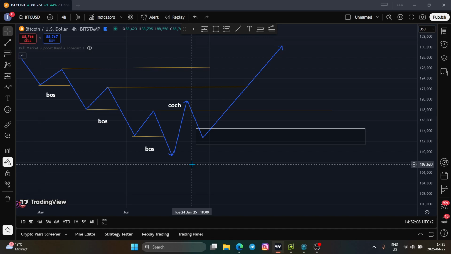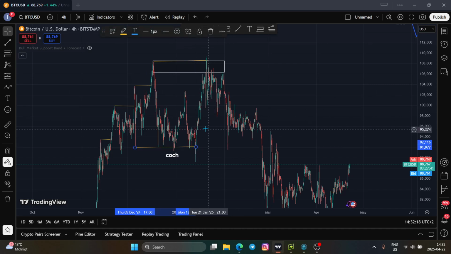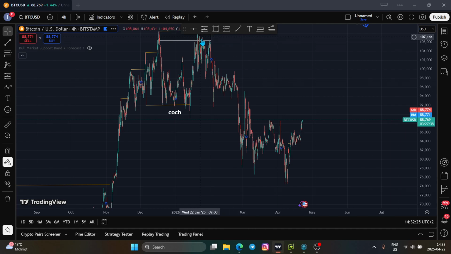And this is a really good technique and a strategy that I've been using, and this helped me to sell my Bitcoin around 90k. As soon as we see the ChoCh, it helped me to sell the Bitcoin and get out and be on cash when the trend has changed.